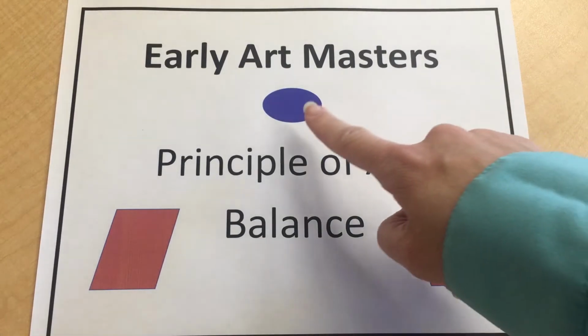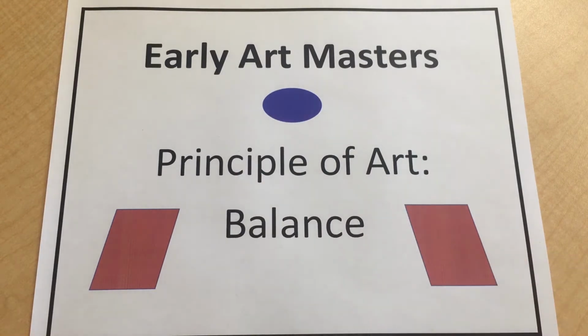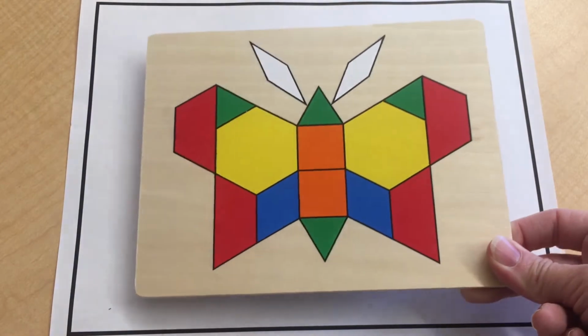For example, we have a circle and two compasses. Balance can be symmetrical, asymmetrical, and radical. Well, what do those mean? Let's talk about that for a moment. So we have our sheet of paper, right? What does it mean to be symmetrical? Well, we're talking about things being even or balanced on both sides from a midline.